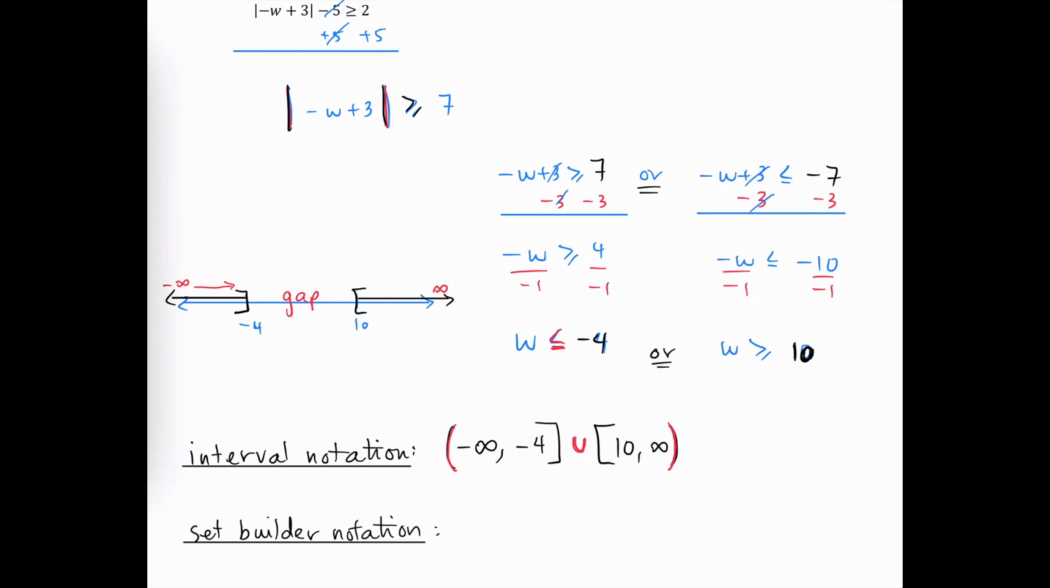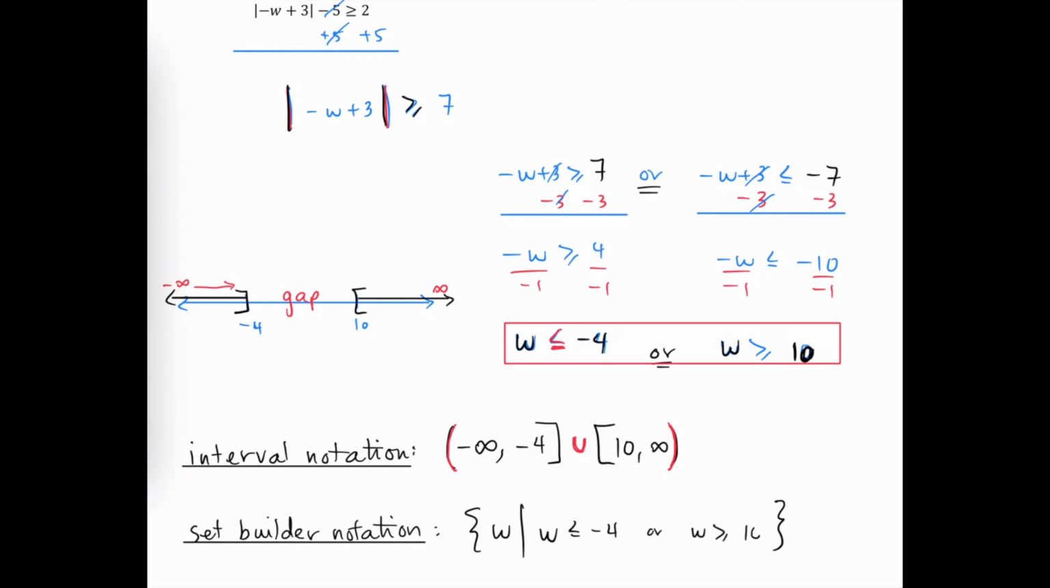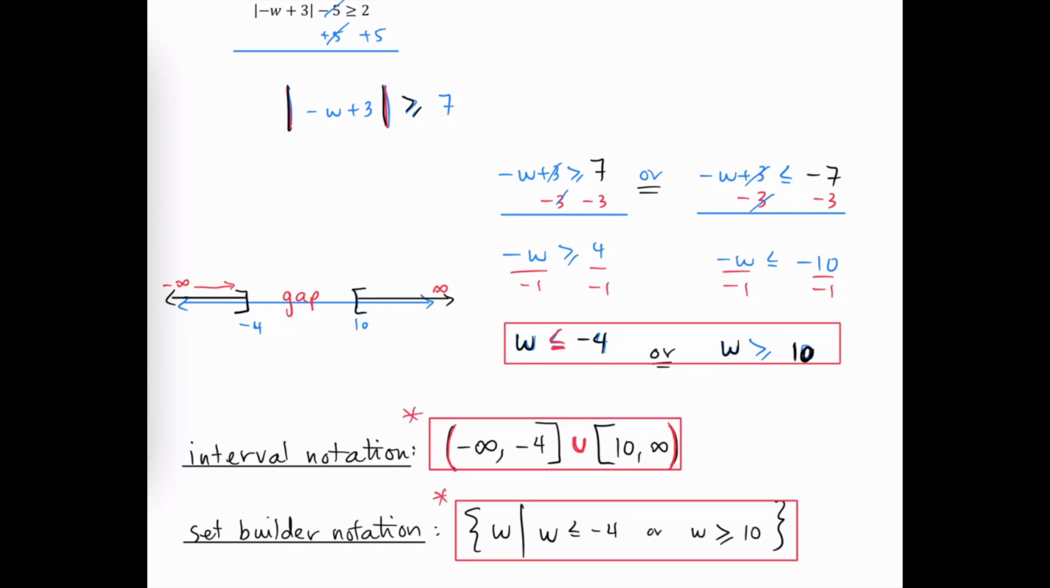And again, in set builder notation, we essentially use the same template. Now we're talking about w's though, so we'll say the set of all w's such that some criteria holds, and then we close the set. And in this criteria field, we essentially use the inequality version of our solution. So we would say w is less than or equal to negative 4, or w is greater than or equal to 10. And this is the solution to our inequality in set builder and interval notation.